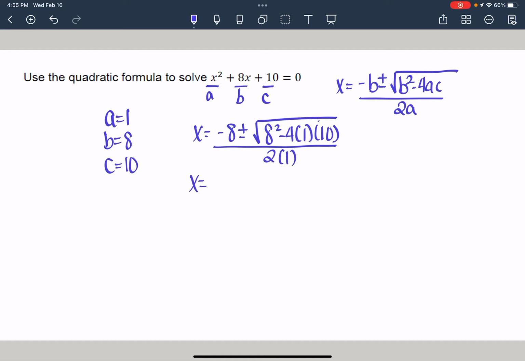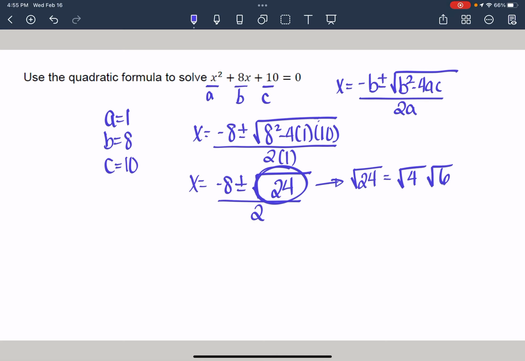So we have x equals negative 8 plus or minus the square root. Go ahead and simplify this number under the radical. Type in 8 squared minus 4 times 1 times 10, and that should give you 24. And that's all divided by 2. Now this 24, since I have that radical, I'm going to look at that. The biggest perfect square that evenly divides 24 is 4.